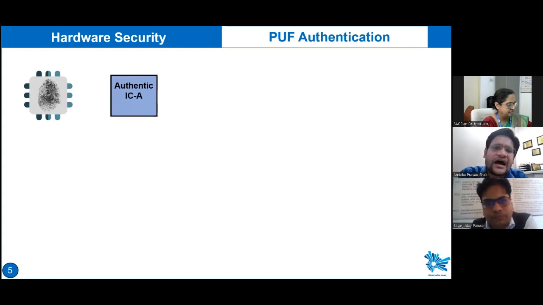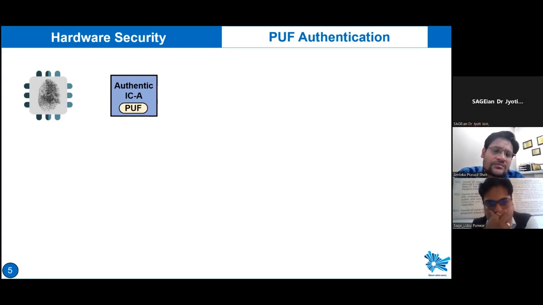Let us assume I have an IC and I'm considering this IC to be an authentic one. Whatever the authentic IC has, there may be one additional module added in that IC, and that additional module we call the physically unclonable function. This PUF is used to authenticate that IC. Now the question is how this PUF works and how we authenticate whether this IC is the correct one or the fake one.